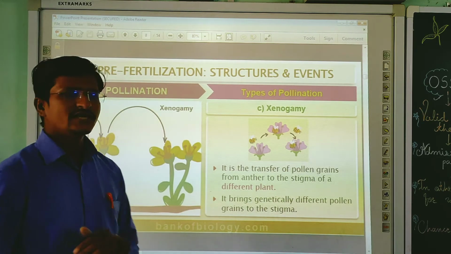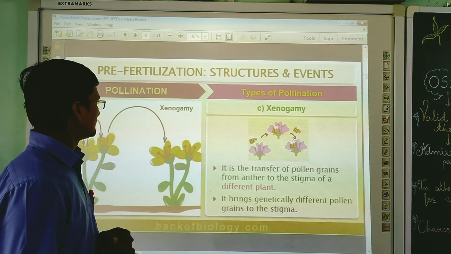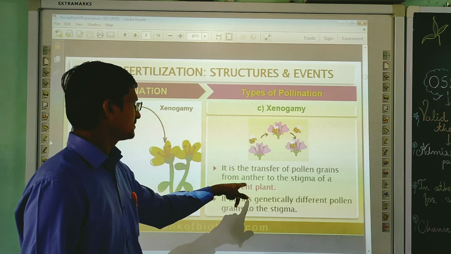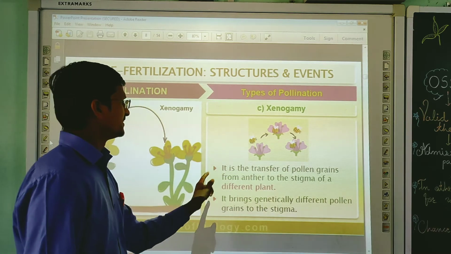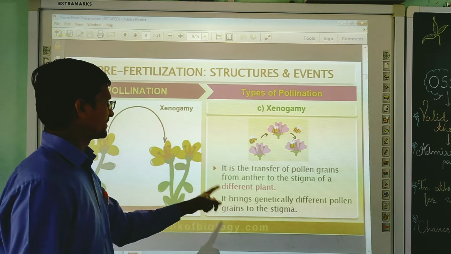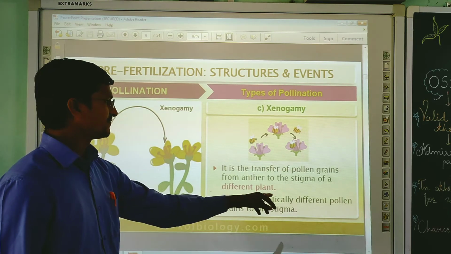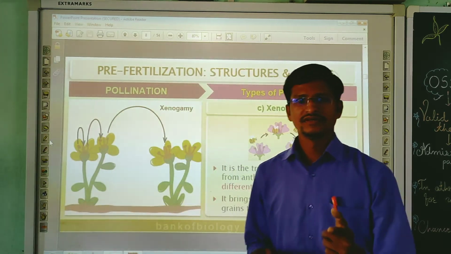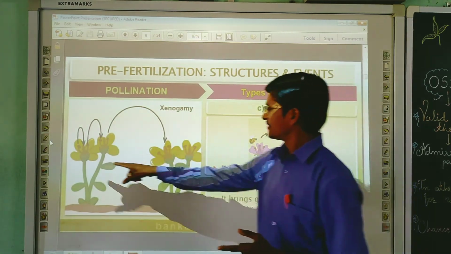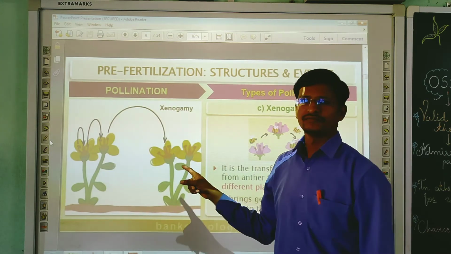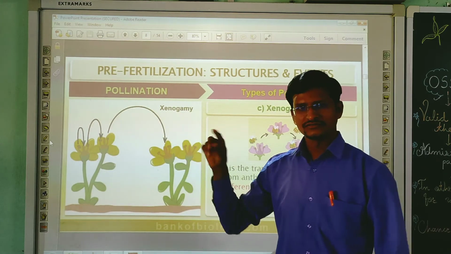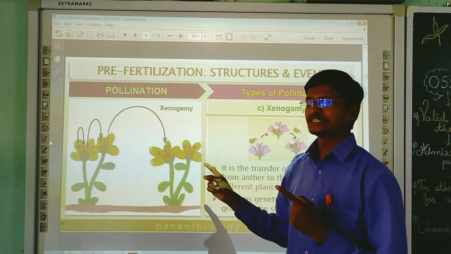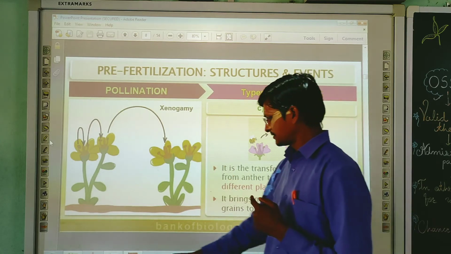Next is xenogamy. Xenogamy is the transfer of pollen grains from an anther to the stigma of a different plant. Different plant, I am talking about. It brings genetically different pollen grains to the stigma. So the plants are different. Here you can see it will be transferred to a different plant. But the other two processes occur in the same plant, only xenogamy occurs in a different plant.